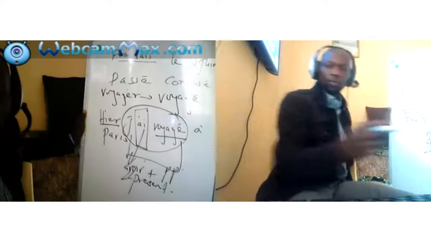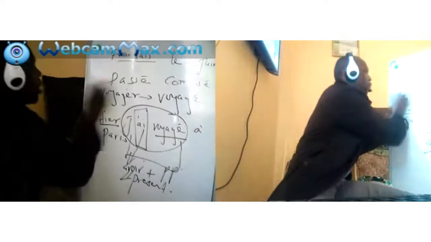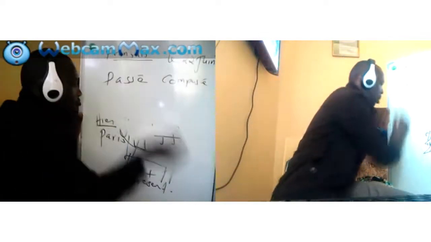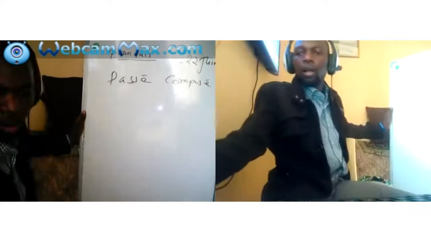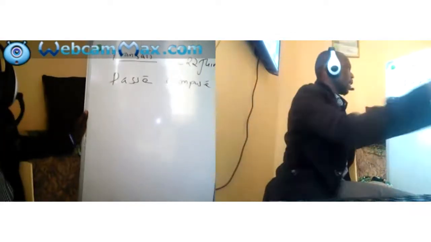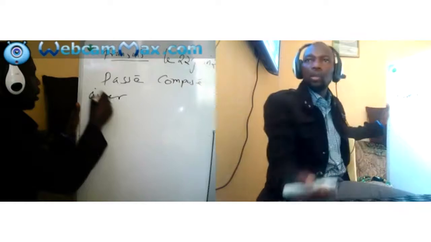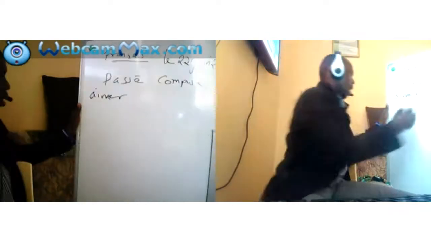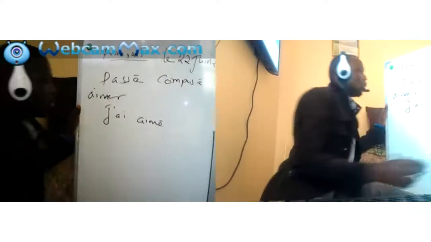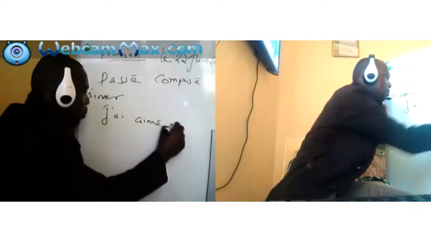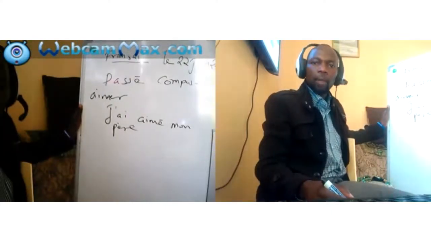Okay, so let me proceed. I believe you can hear me and you are following what I'm doing. So any first group verb forms the past participle the way I've illustrated, and I believe that is clear. Now, for example, we have the verb aimer. You want to use this verb to express yourself in the past, so we say, j'ai aimé mon père. I loved my father.